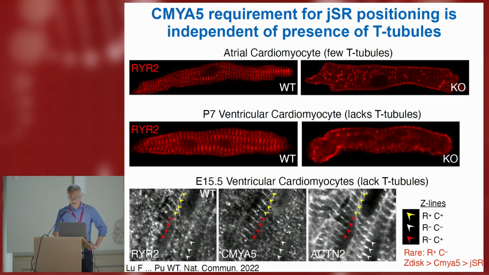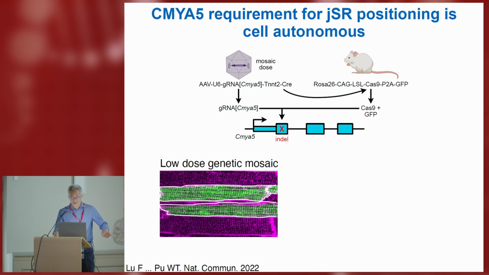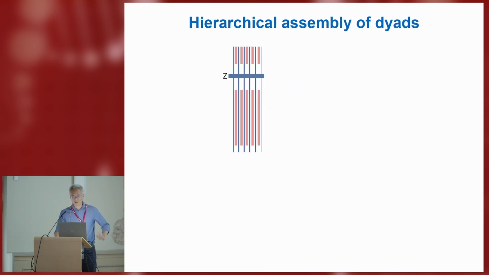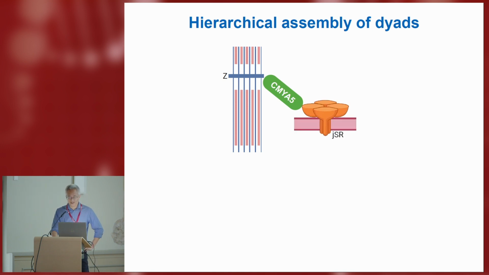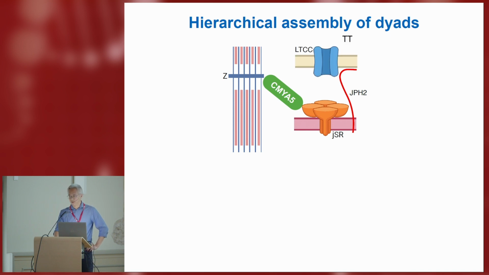You could see that in embryonic wild-type myocytes that whenever the junctional SR was aligned to the Z-line, you could find CMYA5 at the Z-line. I'm going to skip this for time. So just to summarize, we think that this protein CMYA5 binds to the Z disc, and it tethers the junctional SR to the Z disc. Junctophilin then reads the position of the junctional SR and assembles the T-tubule.